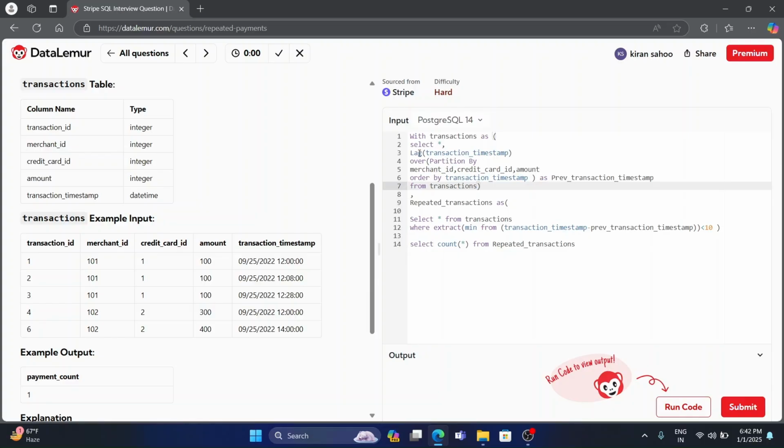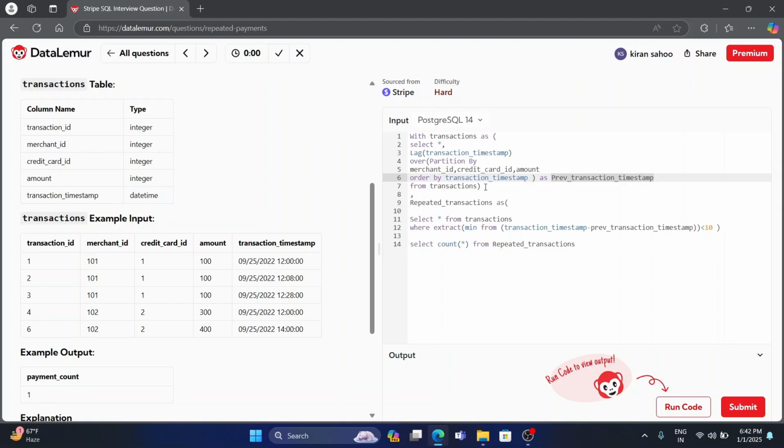After that, I am calculating the previous transaction timestamp. I am using the LAG function on the transaction timestamp column, and we are partitioning the data by merchant ID, credit card ID and amount, because these three things should be shared. Then we are ordering the data by transaction timestamp. I have not specified ascending or descending because it is ascending by default. Then I am calculating the previous transaction timestamp.